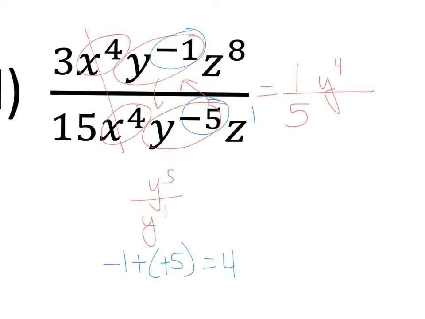Okay? And then this one, again, is kind of easy. It's just 8 minus, remember there's a 1 here, so 8 minus 1 is 7. So then z to the 7th up on top. And that's going to be your final answer.